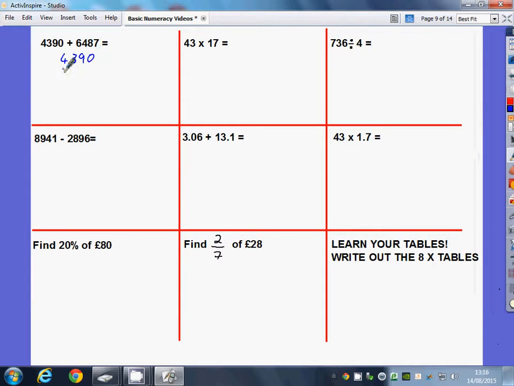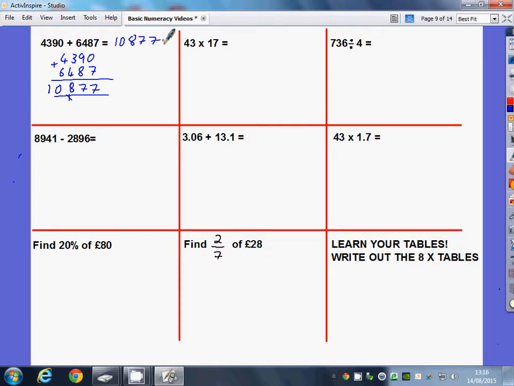is an addition question, and as soon as you see an addition question, hopefully now we know we draw the columns out and we start to go through it. So 0 plus 7 is 7, 9 add 8 is 17, carry your 1 there, 3 add 4 is 7, add that one is 8, 4 add 6 is 10, so the answer is 10,877.